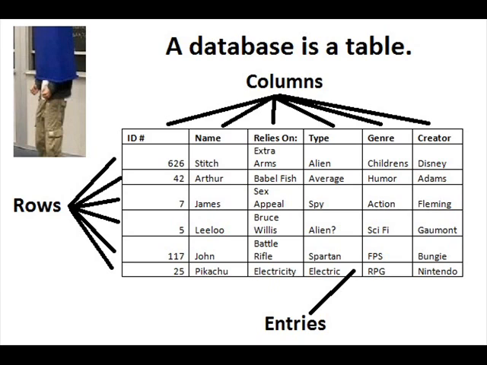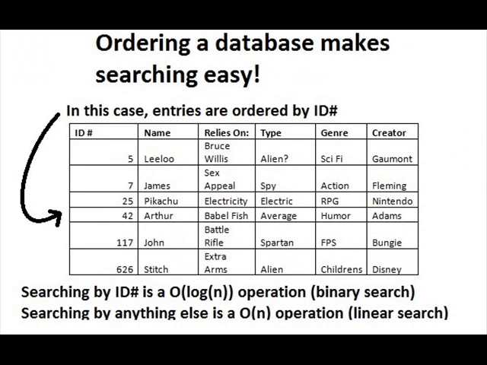No, I mean a table with rows and columns and entries, like this one. This table has a picture of a trash can on it, also a person in the trash can. The important thing is that you can search through this table either really fast or really slow. For instance, this table is ordered by ID number. Thus, searching for an element by its ID number is an O(log n) operation. You can do a binary search for it.